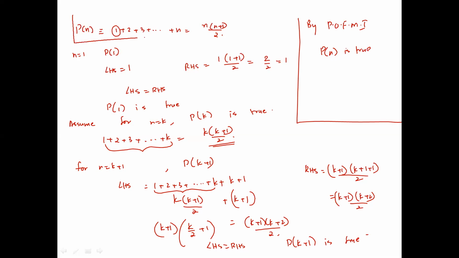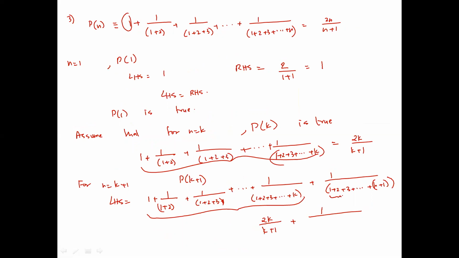I have proved this P of n to be true because if I have 1 plus 2 plus 3 plus up to n, I can write it as n into n plus 1 by 2. So in my question, if I have 1 plus 2 plus 3 up to k plus 1, I can write k plus 1 into k plus 1 plus 1 by 2. This is the question's left hand side we were doing, and I will continue with this. I'll continue here: 2k by k plus 1 plus 1 by k plus 1 into k plus 2 by 2, or 2k by k plus 1 plus 2 by k plus 1 into k plus 2.